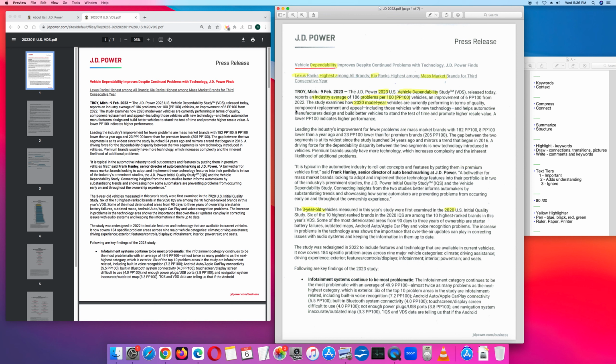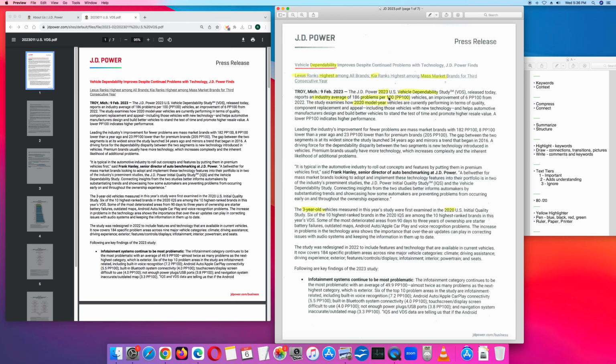So this page was basically, what I'm saying here is this paragraph I did not find important, this paragraph I'm ignoring, this paragraph, so I'm basically ignoring a large amount of paragraphs. I'm only interested in the top half. This is about vehicle dependability. Lexus ranks highest among all brands. Kia ranks highest among mass market brands for 3 years.